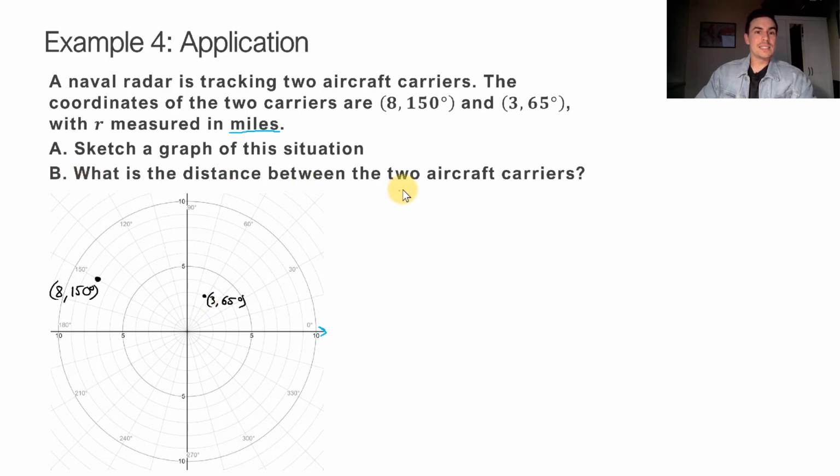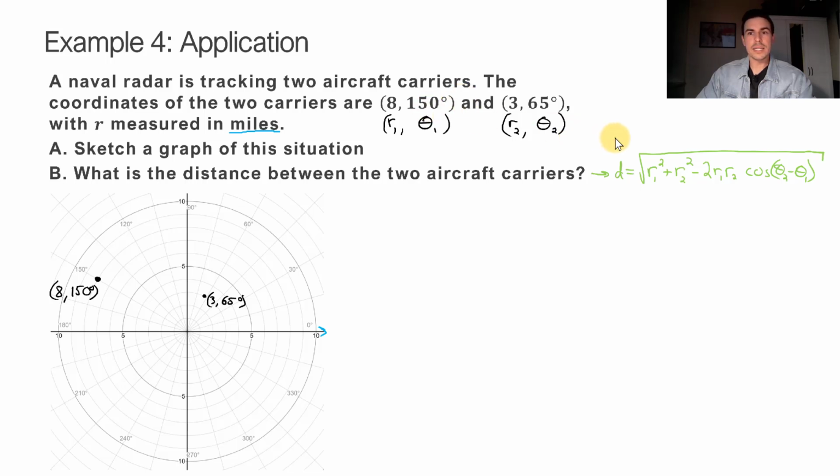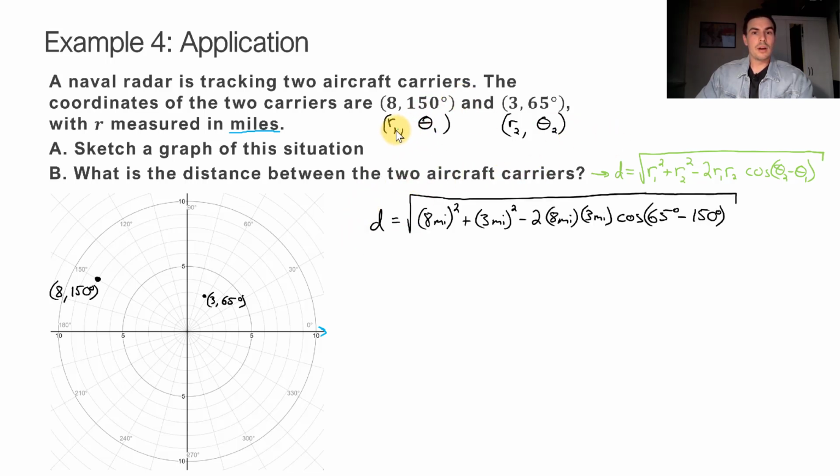Now part B: what is the distance between the 2 aircraft carriers? We're just going to use the distance formula that we derived earlier in our concept slides. It doesn't matter what I assign as point 1 or point 2, just make sure you keep them consistent. If I name this one r1 but then start to use it sometimes as r2 in my formula, that's when it's going to get messed up and you're going to get the incorrect answer. So let's plug in our values. I've got 8 miles squared for r1, and 3 miles squared for r2, minus 2 times 8 miles times 3 miles times cosine of (65 degrees minus 150 degrees).